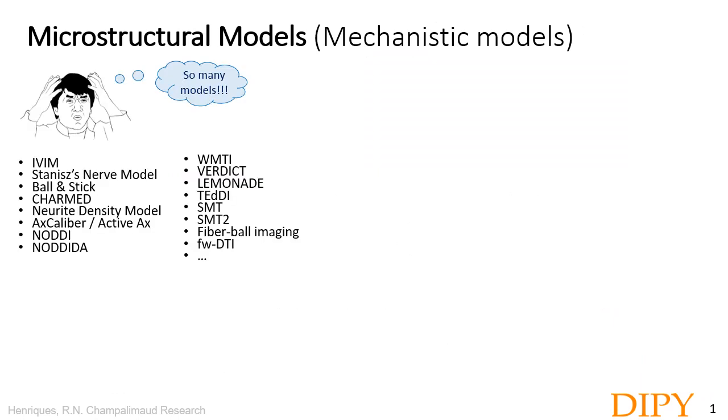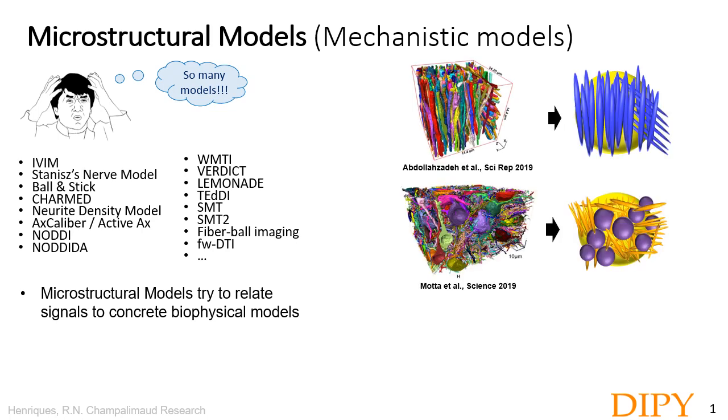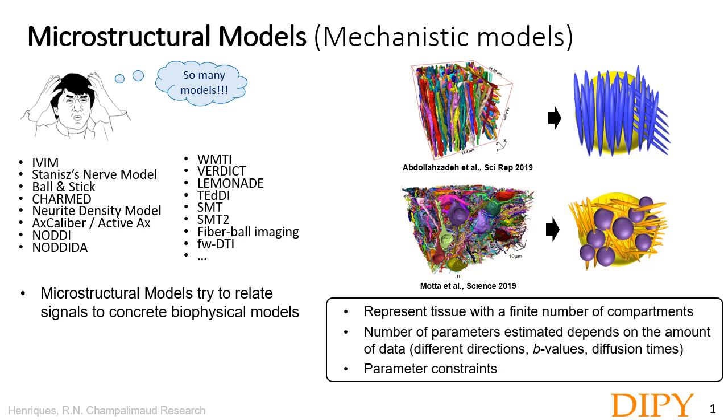If you look to the literature, you will see that there have been several models proposed. However, all these models have common aspects. In contrast to DTI and DKI, microstructure models try to relate diffusion MRI signals to concrete biophysical models. This is basically done by representing tissue with a sketch of relevant features by a finite number of compartments. The number of parameters that the model can properly estimate depends on the amount of data available. And to relax the amount of data requirements, it is common to impose fixed parameters in microstructural models.